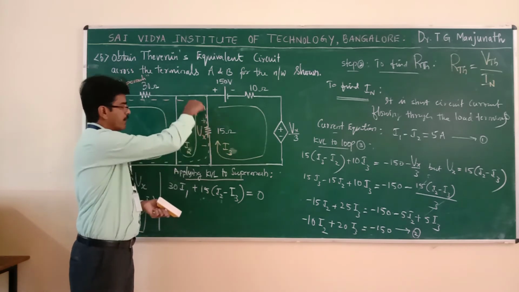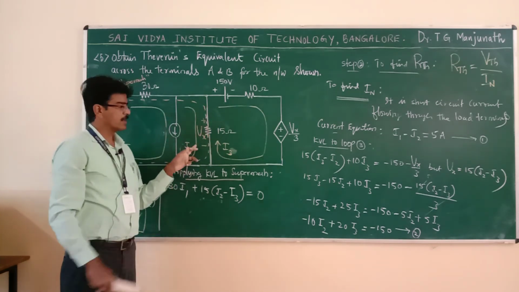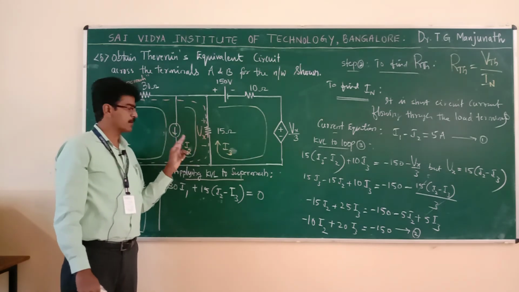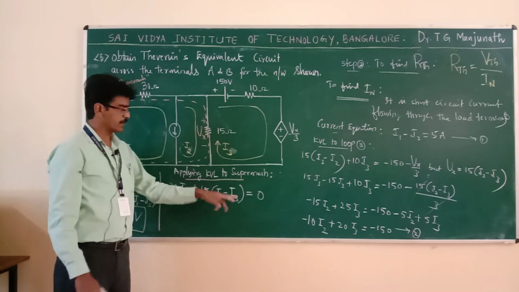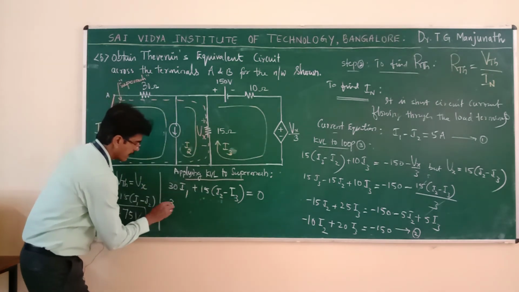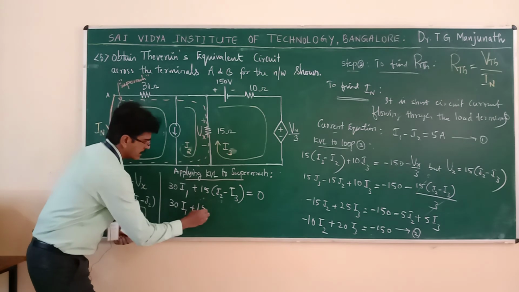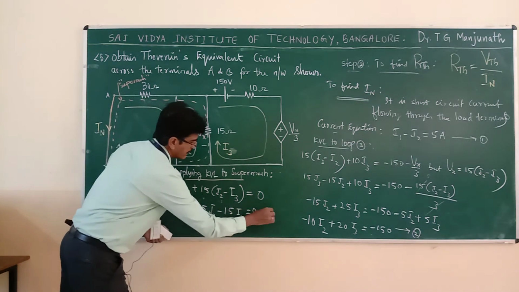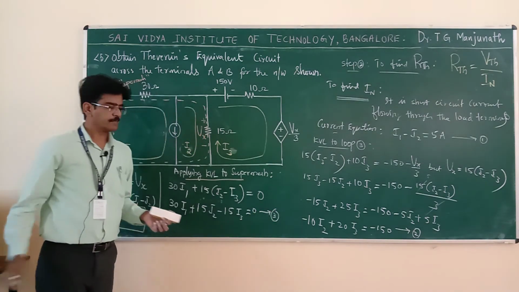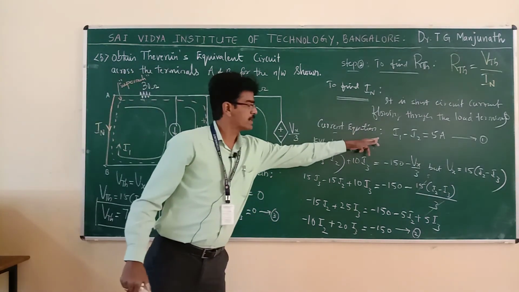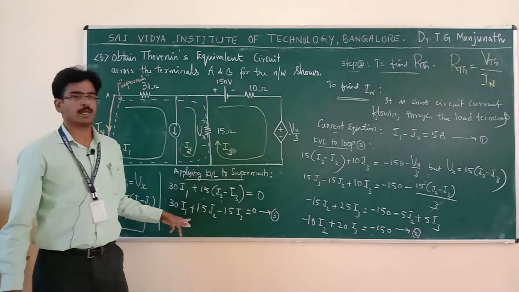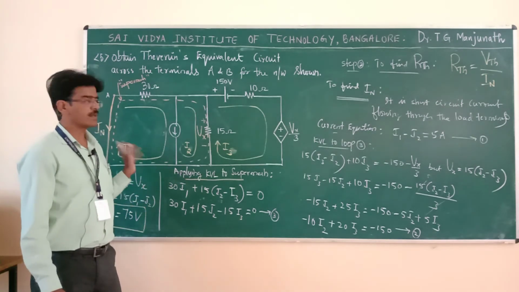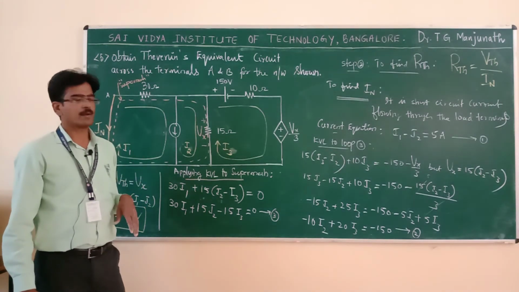Why here 15 (I2 minus I3)? Because the second loop belongs to the super mesh. Hence, that loop current must be taken as positive. So, I2 minus I3 is equal to 0. Simplifying this, we will get 30 I1 plus 15 I2 minus 15 I3 is equal to 0, equation number 3. Now, you got 3 equations, equation 1, equation 2, equation 3. These 3 equations now I have to express in matrix form to solve for the unknowns I1, I2 and I3.